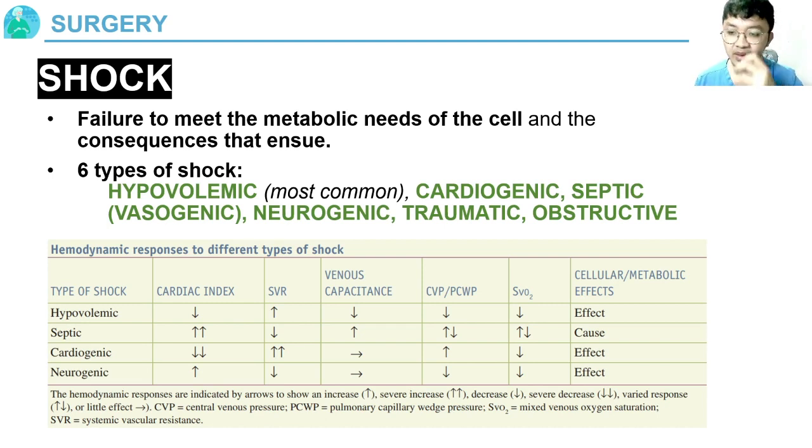Then we have the neurogenic shock, in which the vascular resistance again drops down. As a result, blood pools through the extremities because there's no neural stimulation for your vasculature to constrict. As a result, your heart pumps blood more, same as in your septic shock, but it's just a compensatory mechanism.